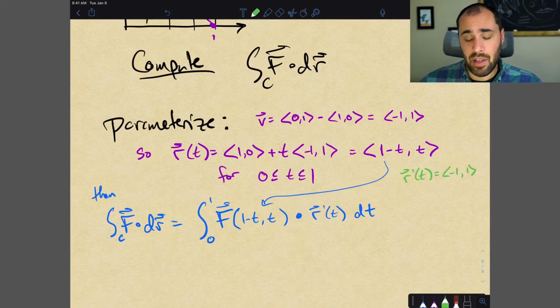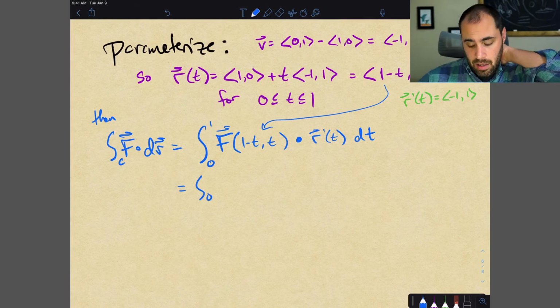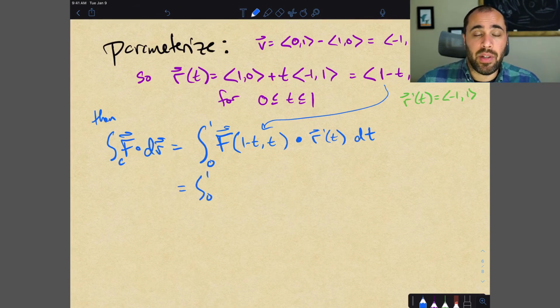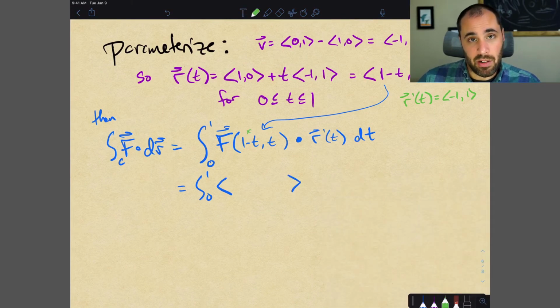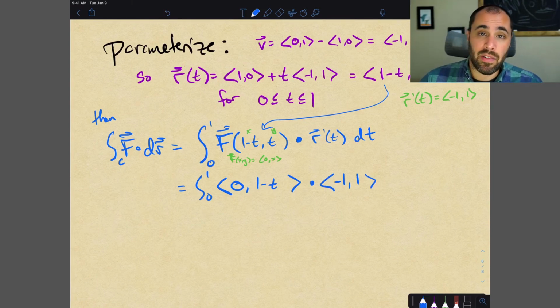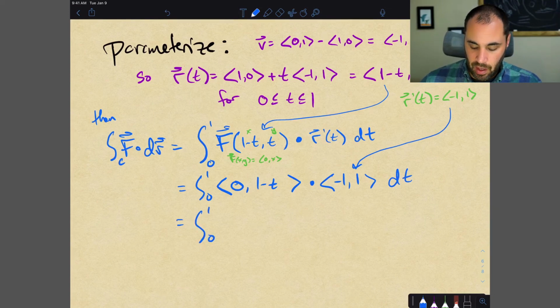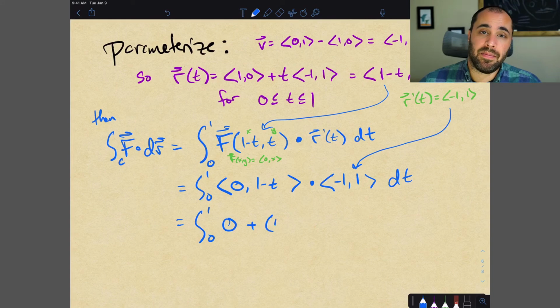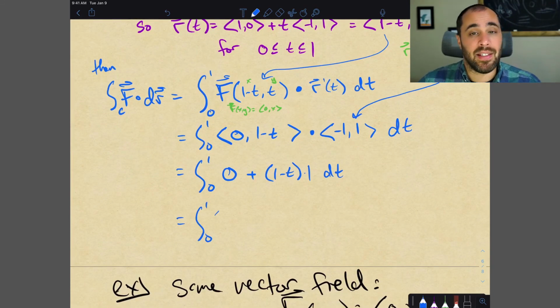Now what is f of 1 minus t? Remember, f takes an input (x, y) and it spits out a vector (0, x). So the first component will be 0 and the second component will be whatever the x component was. So that's (0, 1 minus t). We'll dot that with the vector that's the derivative of r of t. That's (-1, 1). And we can take that dot product and we see we get just 1 minus t. And that's an easy integral to take. I'll let you check this is true.